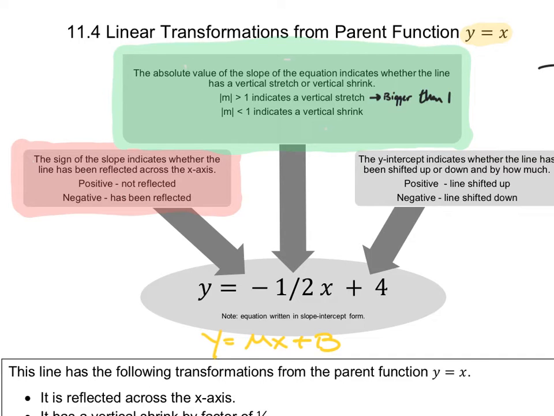If your slope is less than 1, then that is a vertical shrink. So it's going to get kind of flatter. When you think vertical shrink, you should think less than 1. Now, it's not there, but I just want to mention it. If your slope is 1, that just means there is no change.